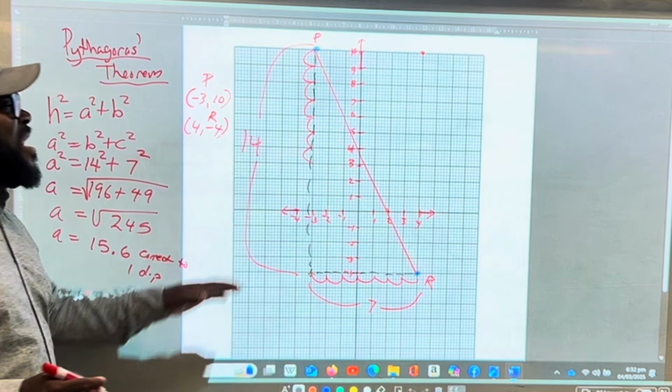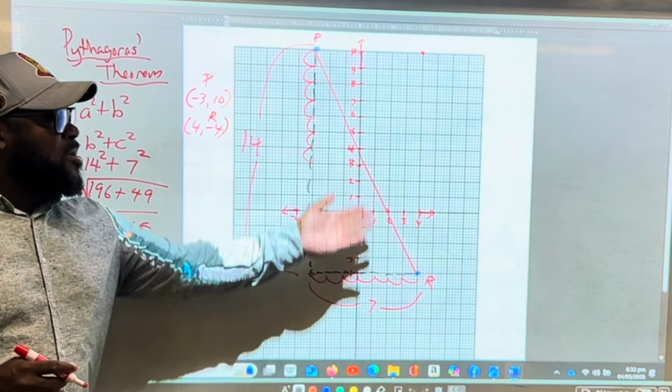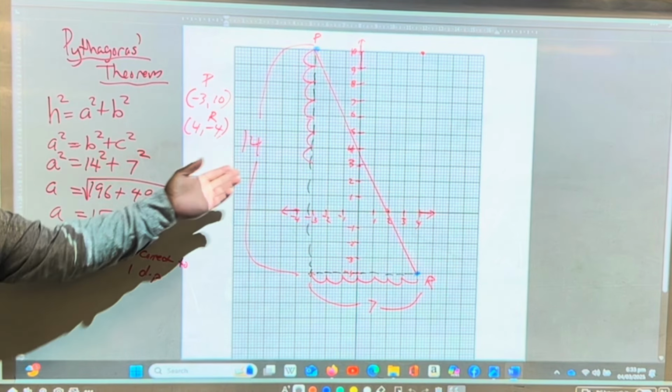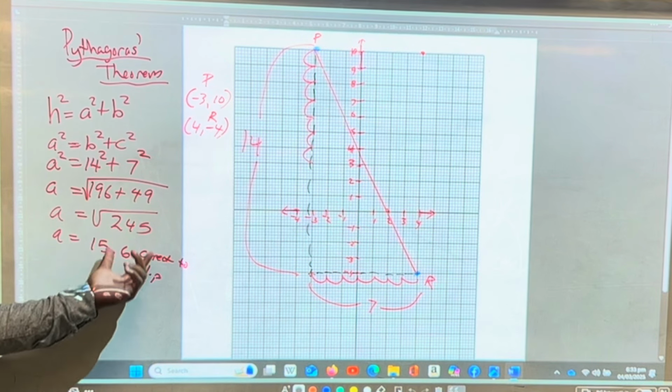Good. So if you have the lengths of two sides, you can find the third side based on Pythagoras' theorem. Everybody see that? Good. Find the square of 14, 196; the square of 7, 49. You add them up, then you square root it.